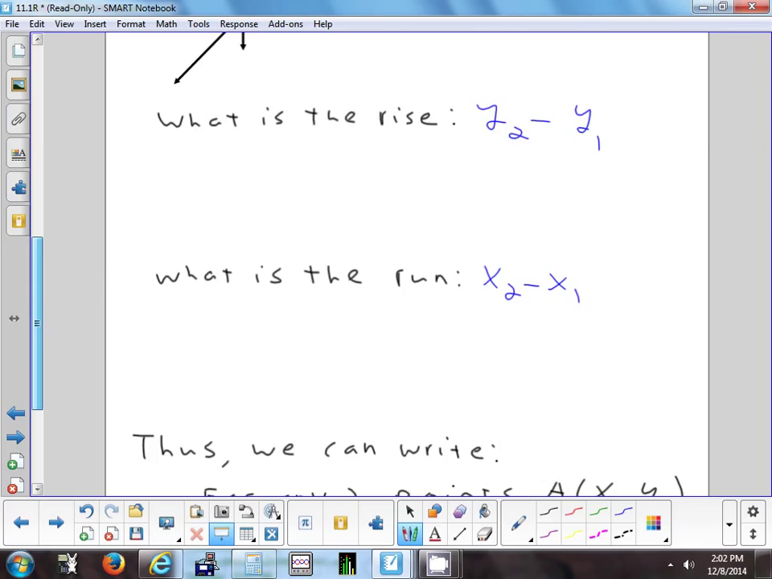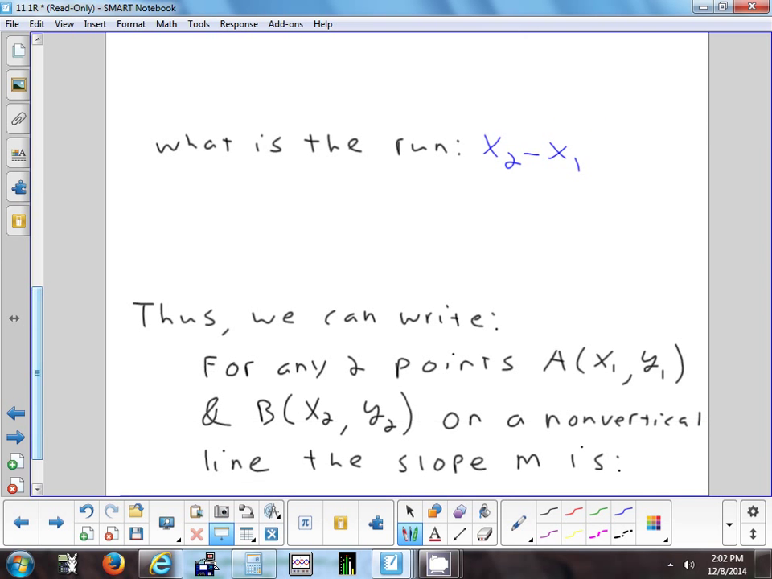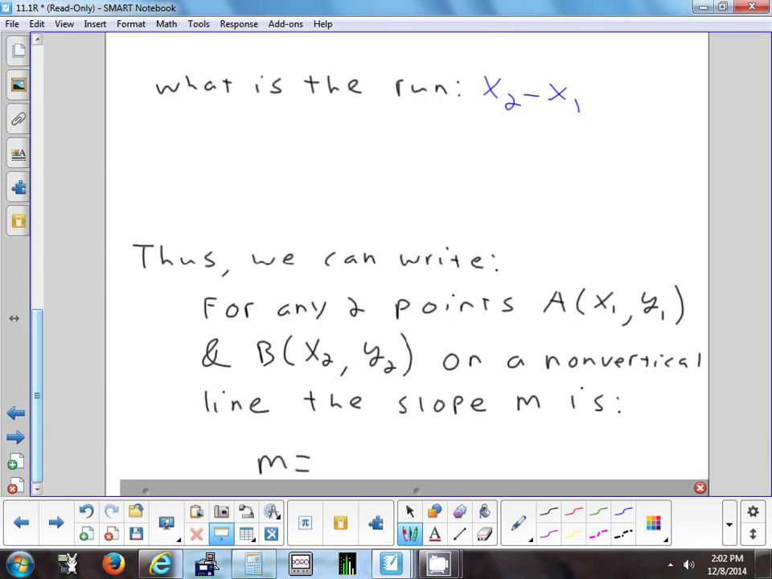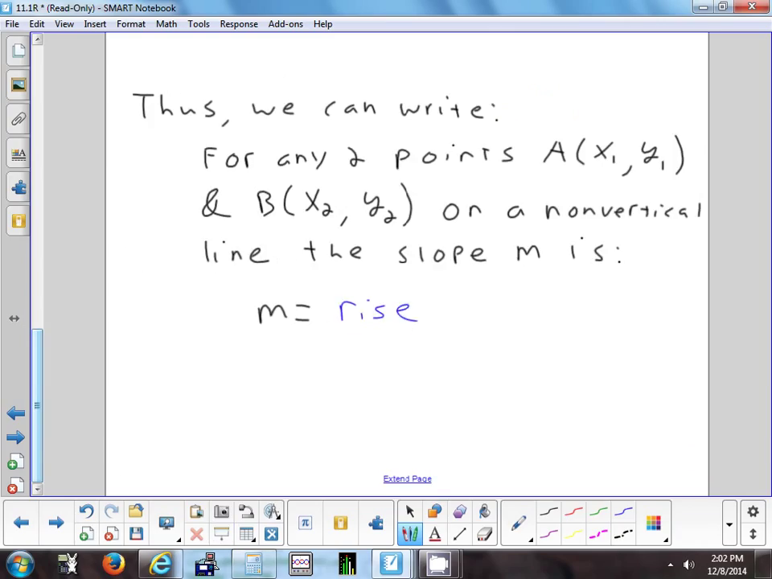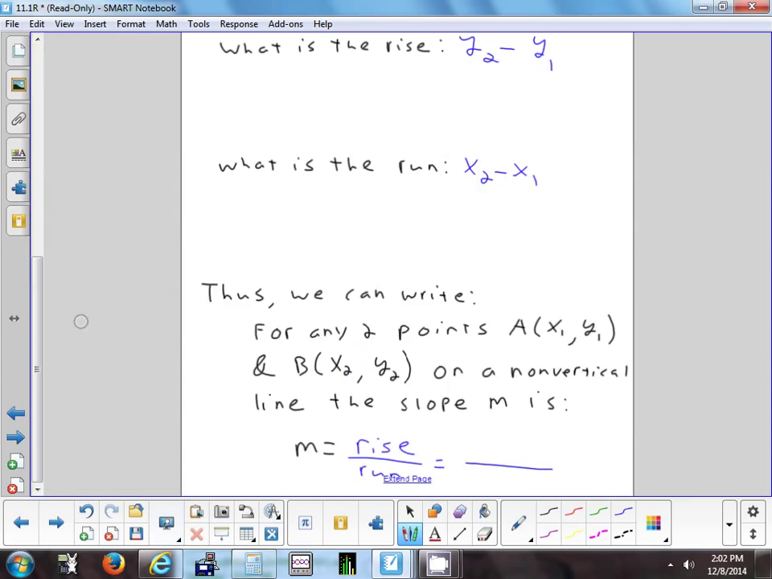So what we're going to do is put those two things together and write our formula for finding the slope. Rise over run. But you guys tell me, instead of writing rise over run, how do you calculate the rise? Okay, we just did that. What's the formula to find the rise?